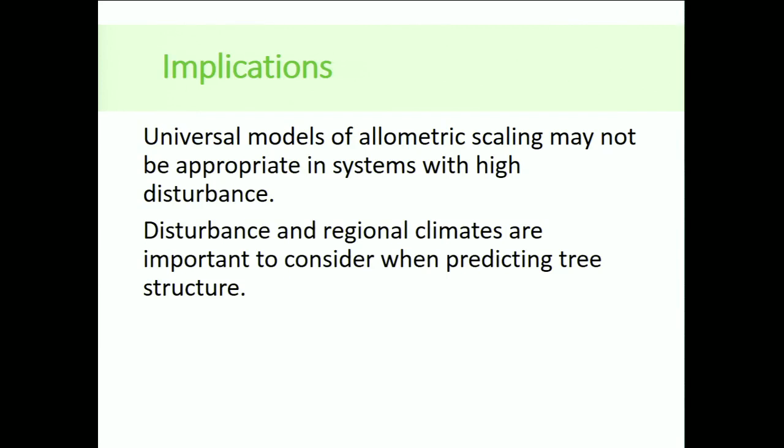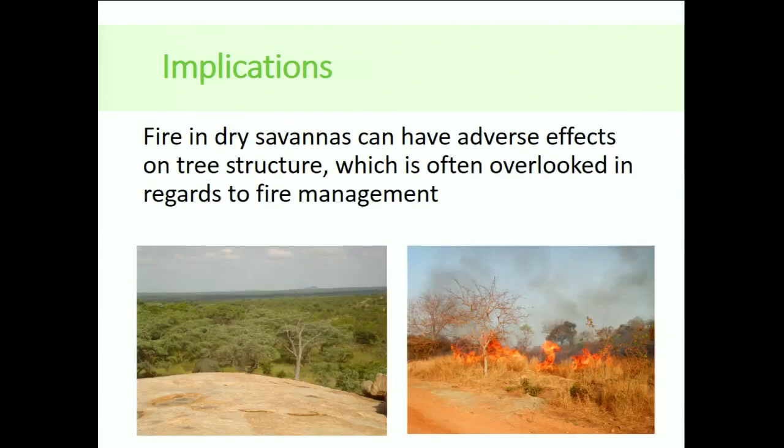The implication of this is that universal models of allometric scaling may not always be appropriate to systems with high disturbance. So we see that some are lower and some are higher, so maybe they average out. But savannas, which cover about 20 to 25% of the world's land cover, are hugely heterogeneous mosaic systems, so a universal model may not be applicable for highly disturbed environments. And maybe disturbance needs to be considered for this.